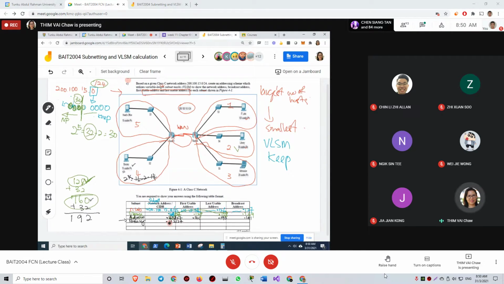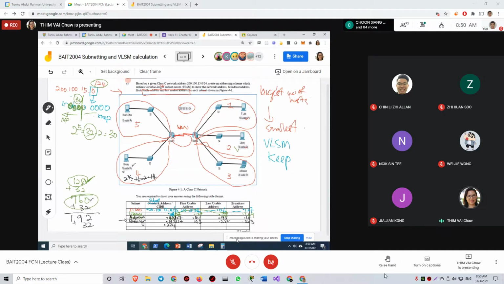So that means I'm using 192 plus 32 because my magic number still remains as 32. So in this case, I will have 224 as the new address. So reverse back, here will be 223, here will be 222, and here will be 193.